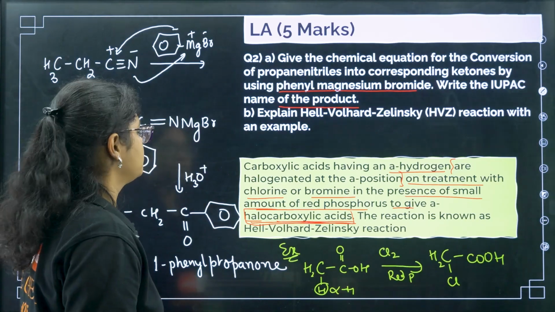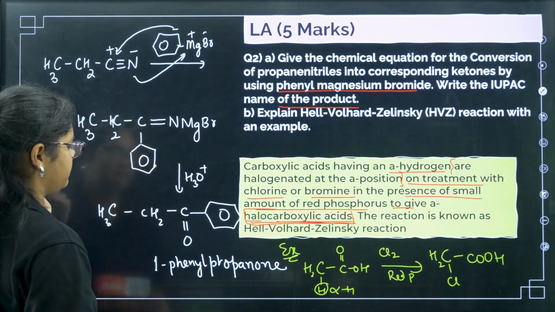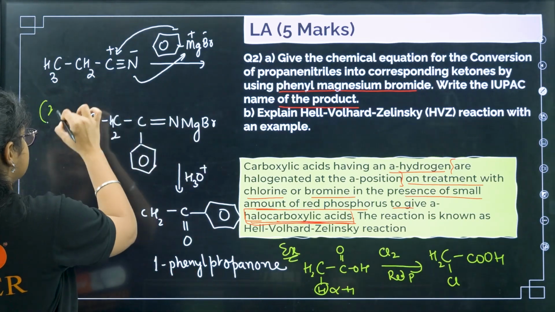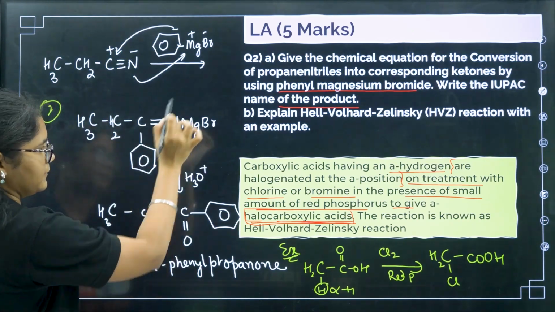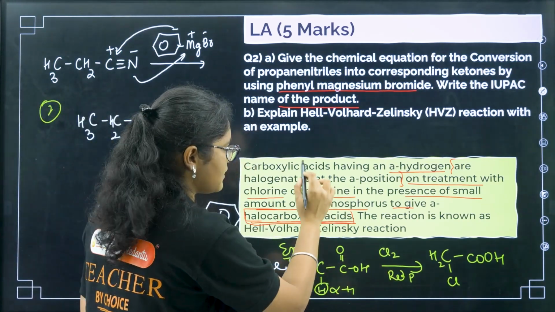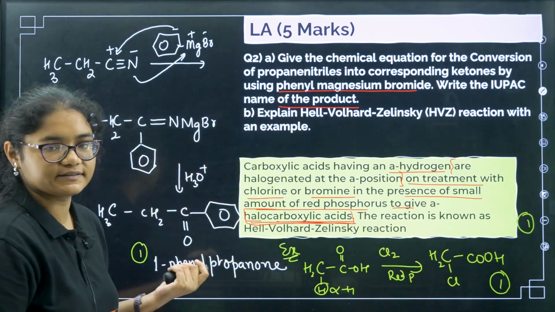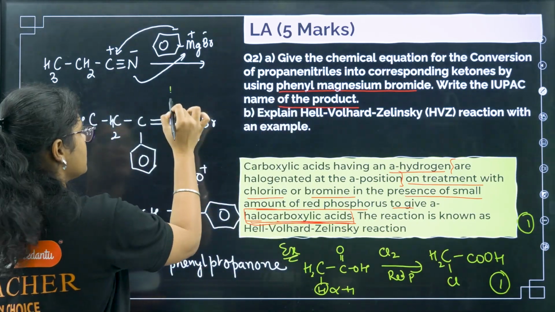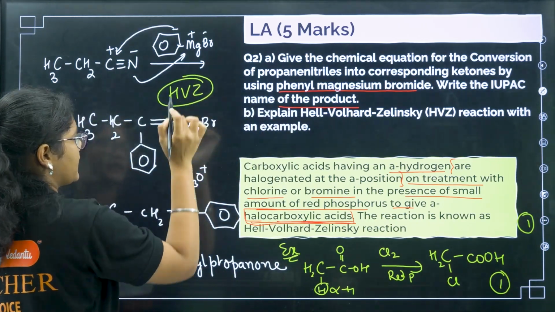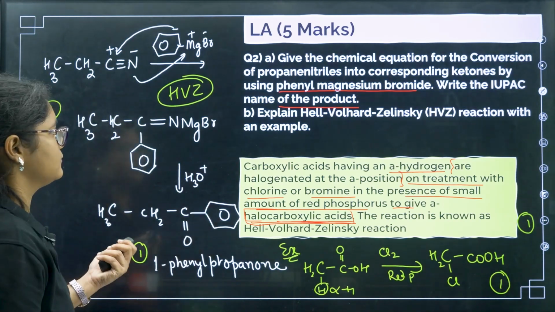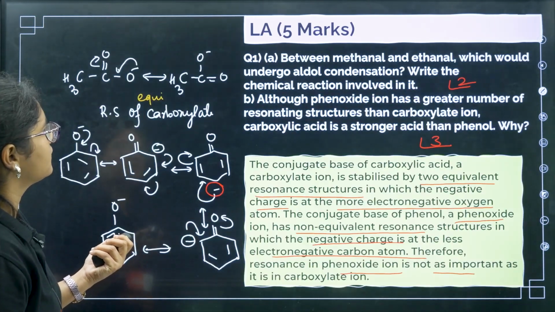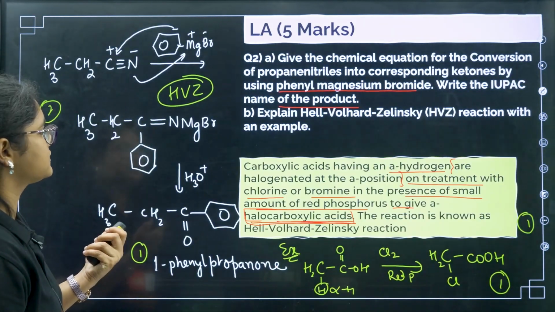Clear? So you see here we will get 2 marks for the mechanism, 1 mark for the IUPAC name, 3 marks, and here 1 mark for the definition. This is 1 mark and example 1 mark, total 5 marks. Clear? So what is the next important thing that you need to study? HVZ reaction, very important question. Okay, now we'll go to the next question.